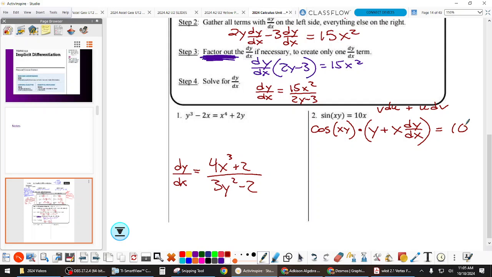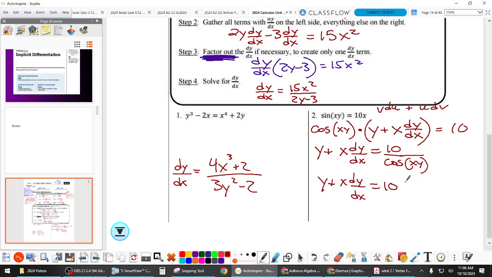All right. So now we work to get that by itself. So what is 1 over the cosine? Yeah, so we could say 10 secant xy. It just kind of looks nicer. Okay, and then subtract y and divide by x.